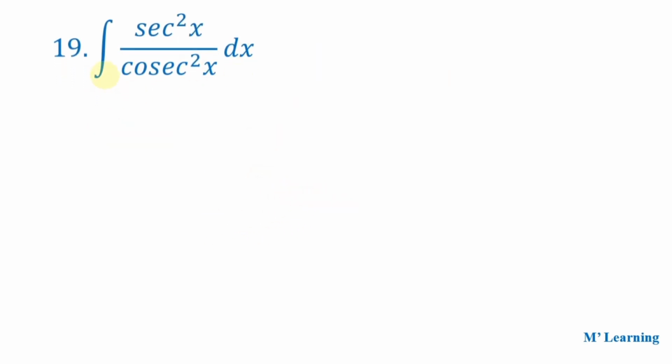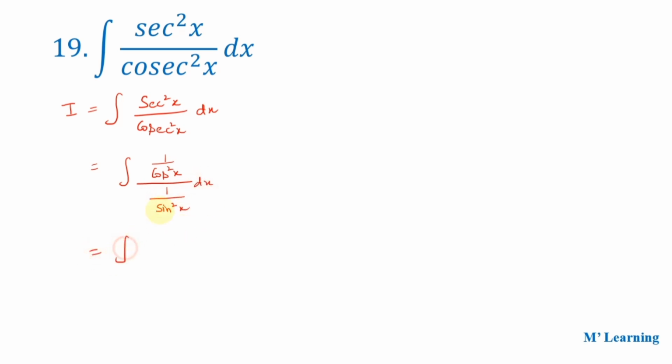Now let's do question 19, which is integration sec square x by cosec square x dx. First of all we'll change this sec square x and cosec square x, because right now we cannot integrate directly, since both are in division, in a fractional form. So first we have to reduce this. We know that sec is the reciprocal of cos, so sec square x we can write as 1 by cos square x, whole upon cosec square x, which is the reciprocal of sin x, so this can be written as 1 by sin square x dx.